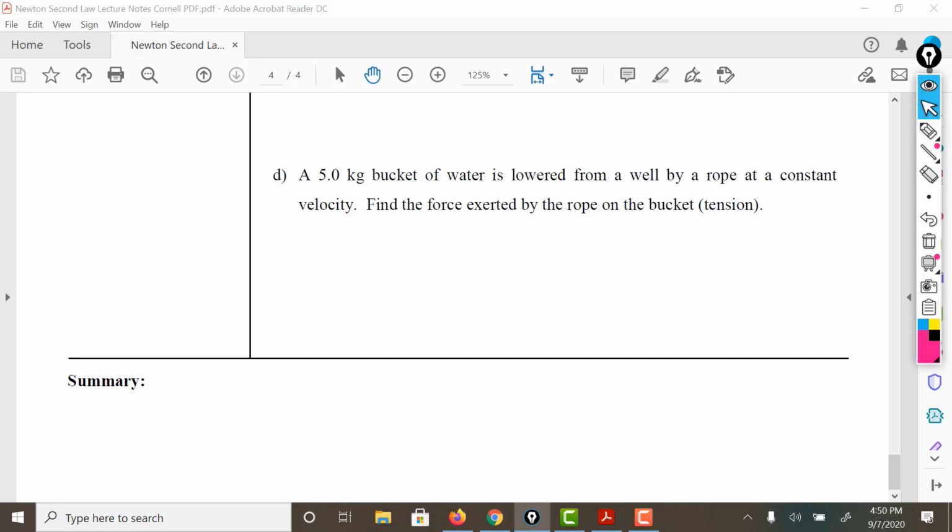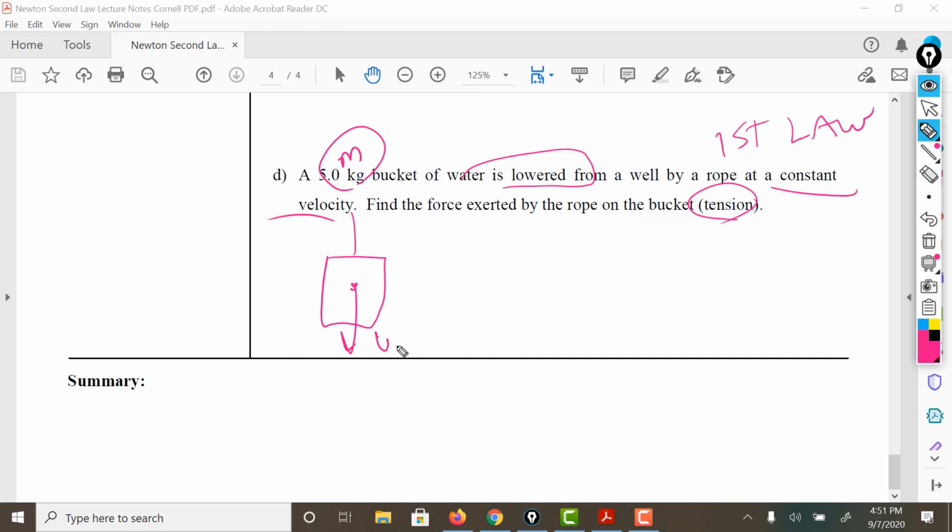5 kilogram bucket, here we go again. That's a mass, is lowered from a well, so it's being lowered at a constant velocity. We identified some things here. Let's talk about which law this is. If it's going at a constant velocity, that is not second law. Constant velocity means it is first law.